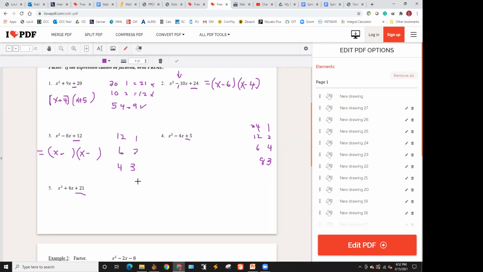add up to be 8. 6 plus 2, 12 plus 1. So this is 13, that's 7. 6 plus 2 is 8. So we just put them in there. We can put them in either order we want because they're both the same sign. All right. 4.